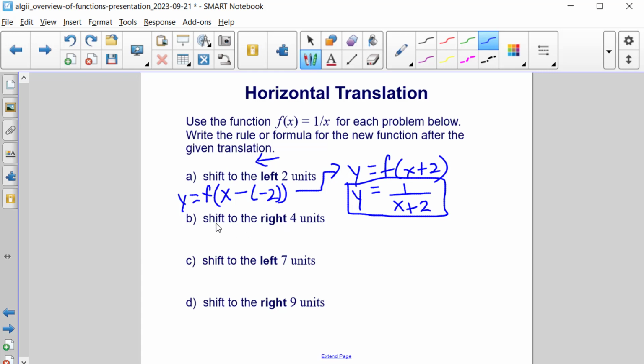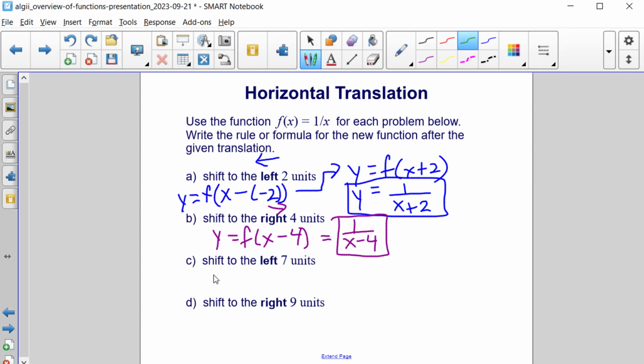Now let's look at example B on this slide. We're going to shift the graph of f of x to the right 4 units. So we're going this way. So that's going to be y is equal to f of x minus 4. We don't have to simplify anything. So that's going to be 1 over, and then x minus 4 in the denominator.